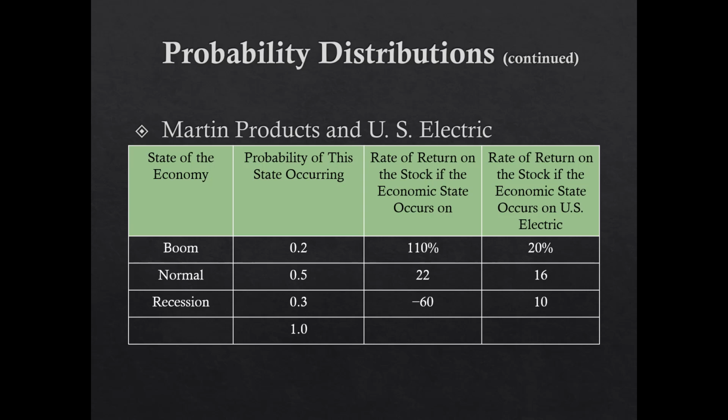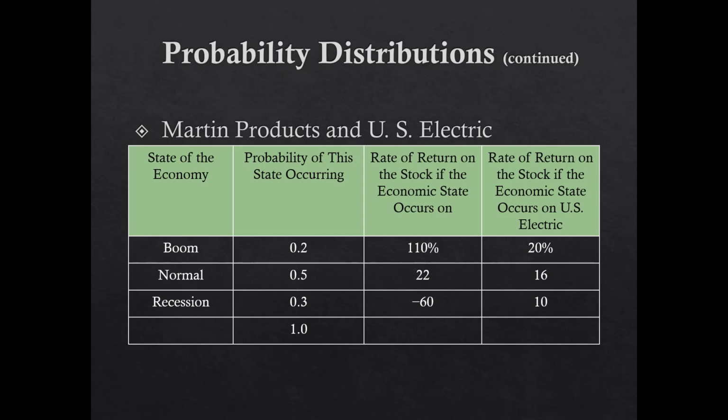So you have a rate of return on the stock if the economic state occurs on Martin Products. And so if Martin Products, if it's a boom, it's 110% expected rate of return. If it's normal, it's a 22% rate of return. And if it's a recession, it's minus 60% rate of return. And the rate of return on U.S. Electric, if it's a boom, 20%, normal 16%, recession 10%.